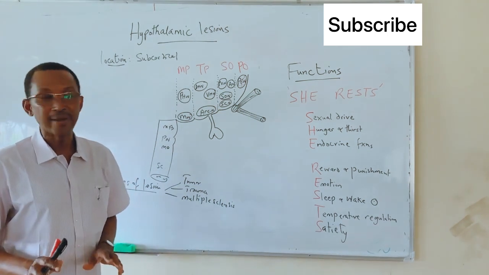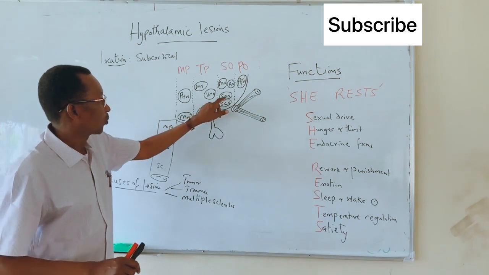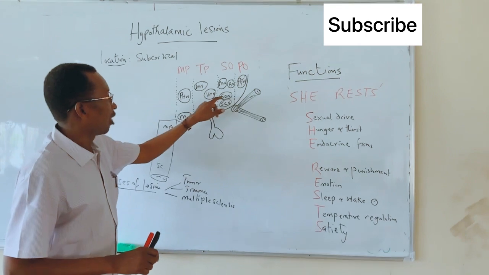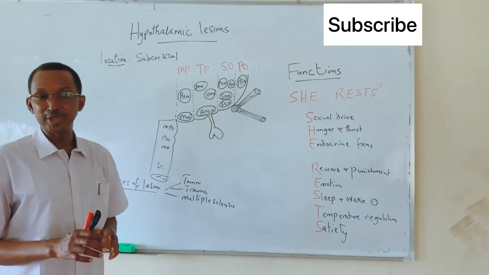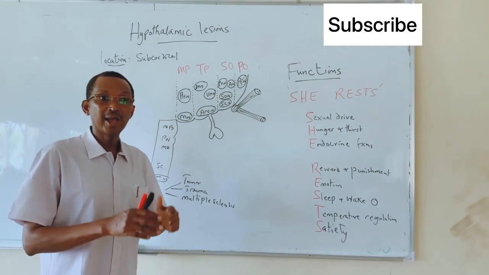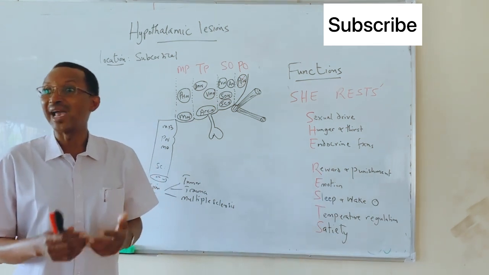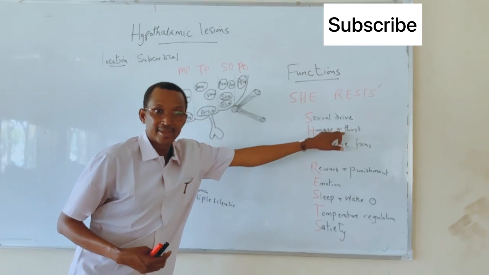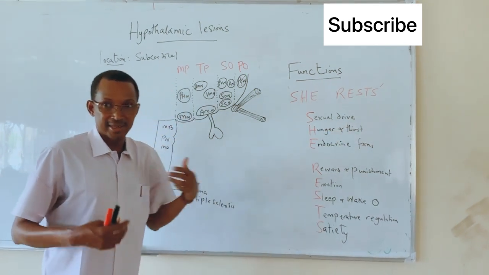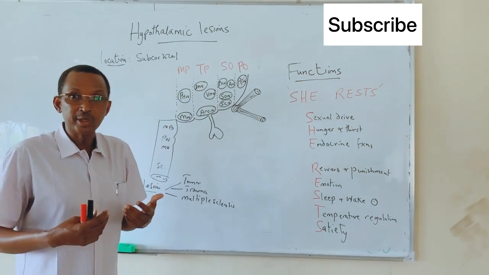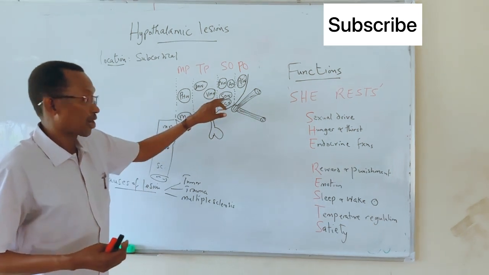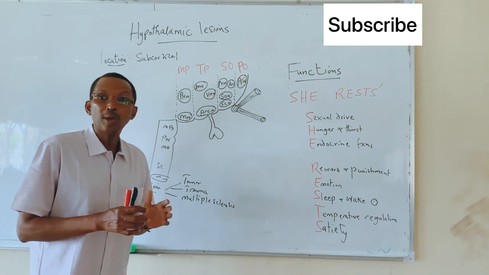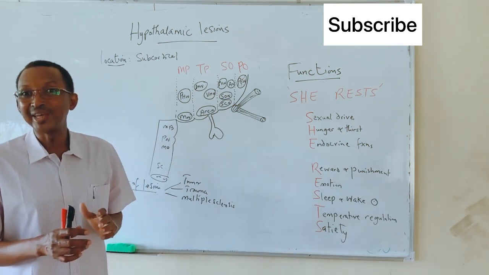The other one is the supraoptic nucleus. This supraoptic nucleus is responsible for the control of water and electrolytes in our body. That means something to do with thirst. Like when you are feeling thirsty, you have to drink water. So this supraoptic nucleus is responsible for the regulation of our body electrolytes and water.